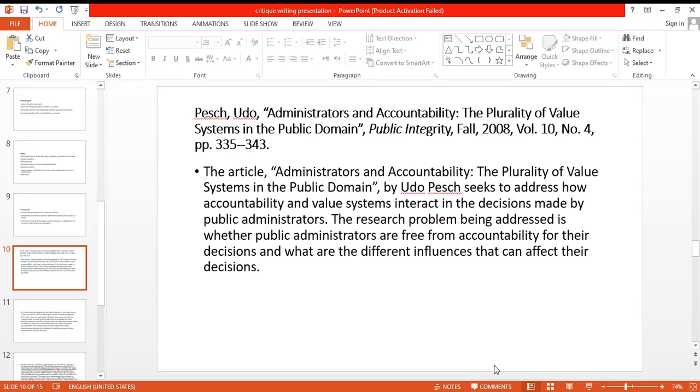So you state that in the introductory paragraph, and you say what the article wants to do. What was the purpose? Why did the writer write the article? The purpose is accountability and value systems. Now, this is the overall problem, the overall issue. Within the overall issue, there is going to be a particular research issue, which is called the research problem. The overall problem is accountability and value systems, and the research problem is whether public administrators are free from accountability for their decisions and what the different influences are. State that very clearly. Then make your own thesis.